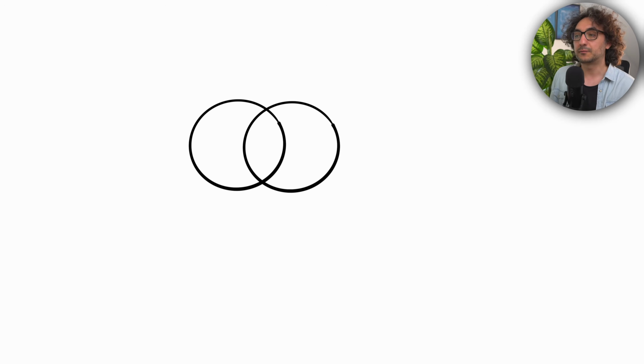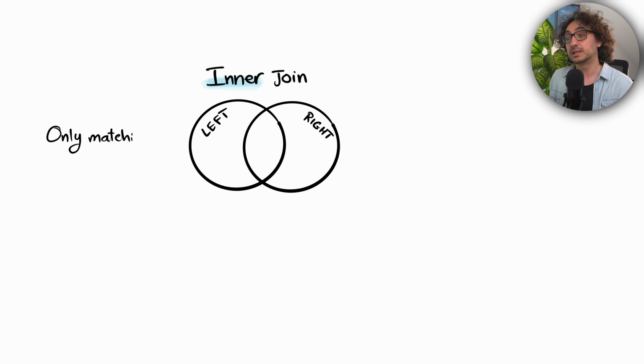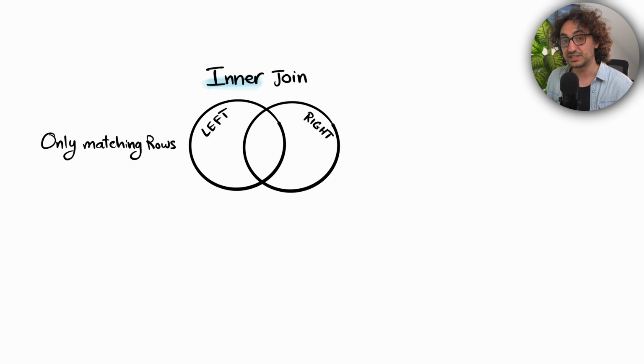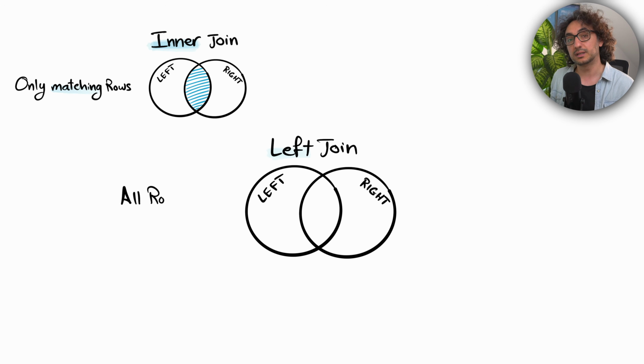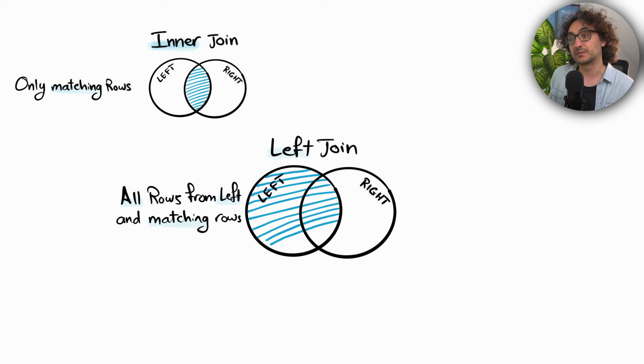So basically we have two sets, or let's say two tables, the left and the right. And if you use an inner join, what we are doing here is finding only the matching rows between the left table and the right table. So in the result, we will get only the matching rows. Now we have another type of join called left outer join. And if you use this type, in the result you will get all the rows from the left table and as well only the matching rows from the right table.